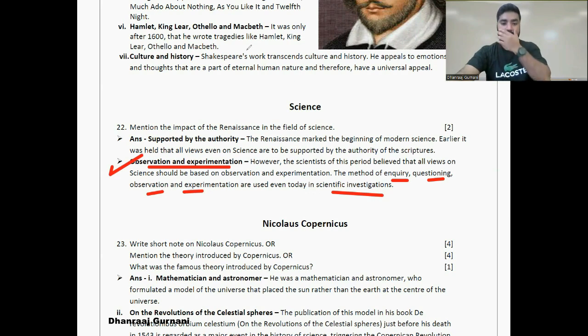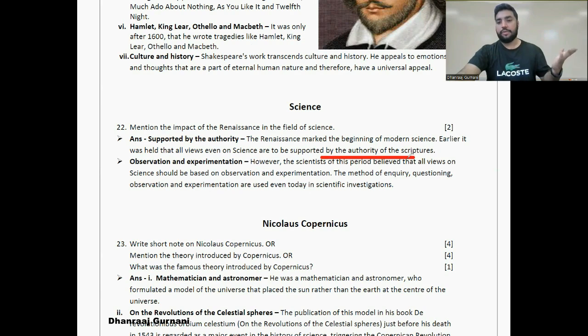So basically, before the Renaissance you had to have the support of the authorities of the scriptures, that is, you had to take permission from the churches with respect to scientific experiments or observations, whether these experiments could be conducted and these observations could be put down on paper. But after the Renaissance, modern science came into the picture, where everything, just like today, is based on observation, experimentation, inquiry, questioning, and so on.